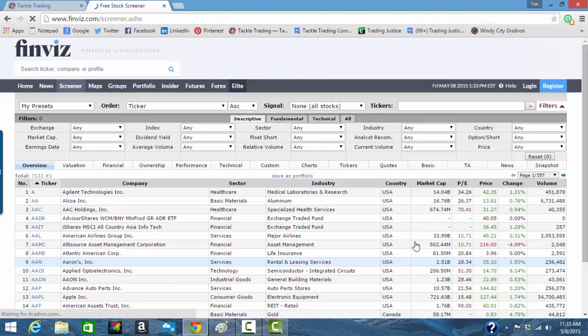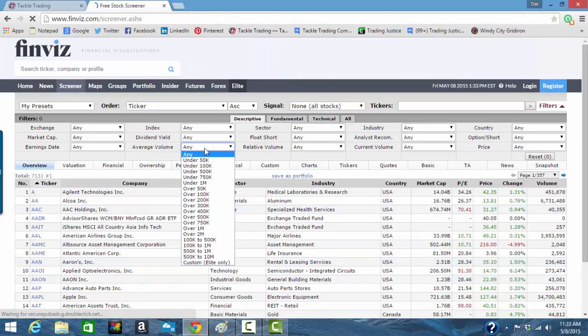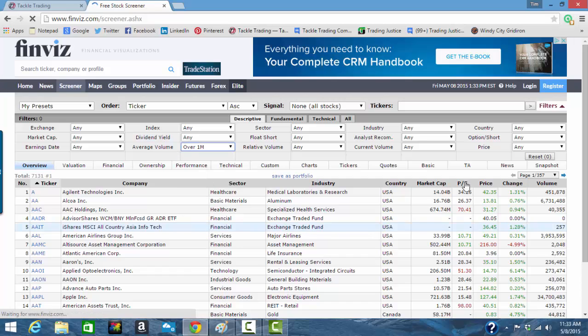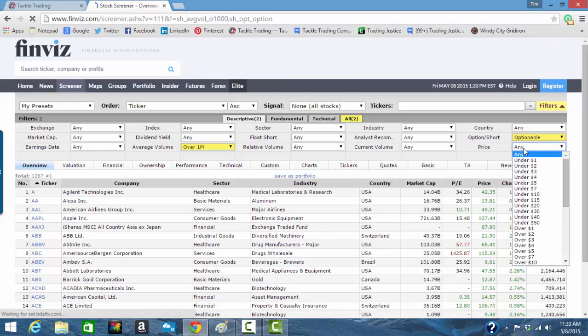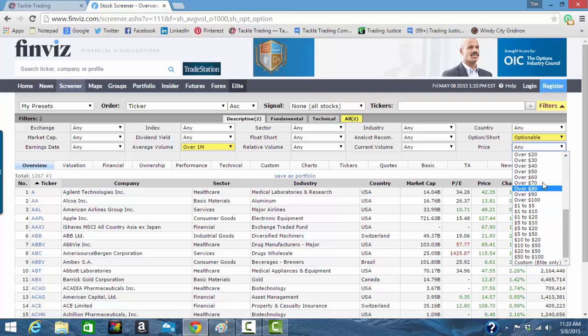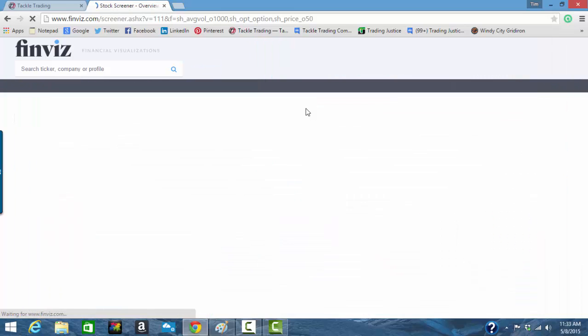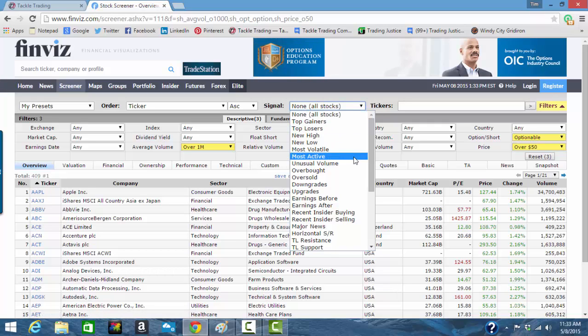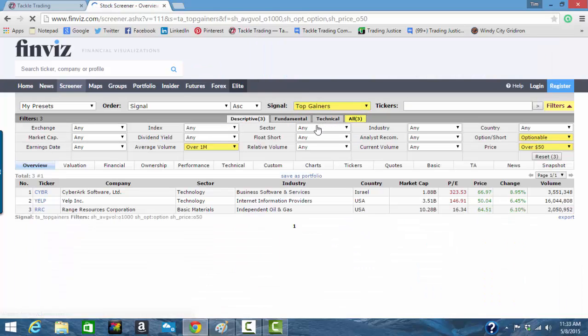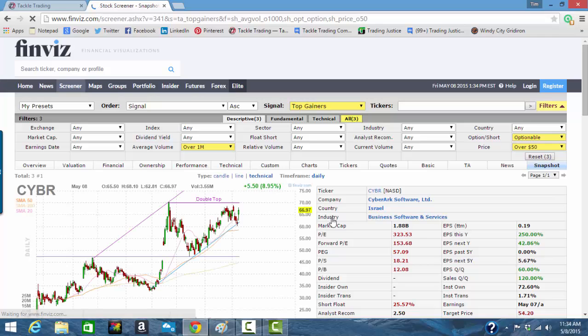I'm going to show you a simple trick. If all that was just too confusing, if you're so new at it and you're just thinking, Tim, I can't remember all that stuff. Well, if you just put in, under descriptive, optionable and your volume and your price, you then can use the signal features up here, where they have some pre-built signals. For example, things like top gainers. There are three companies on that list. Maybe we'll keep it on snapshot view.